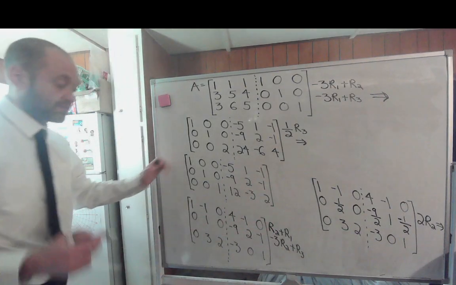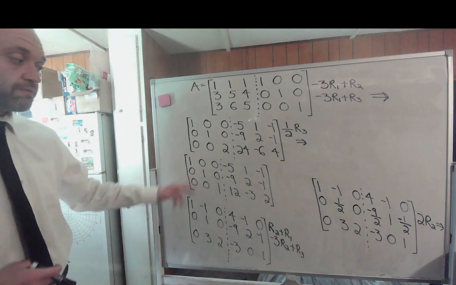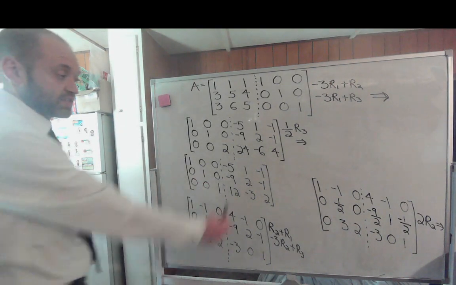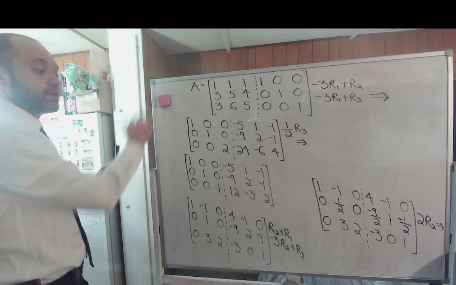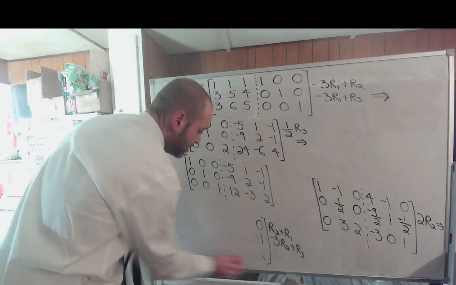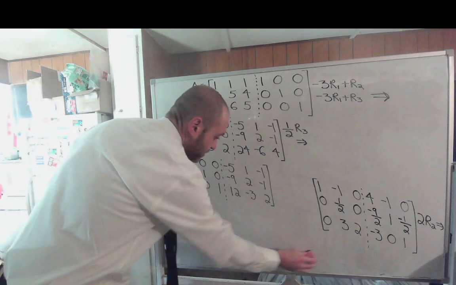So now the left side is in reduced row echelon form. You have the identity matrix on the left-hand side. This new matrix to the right is your inverse matrix. So let me go ahead and erase all this and write out what the true inverse matrix is here.